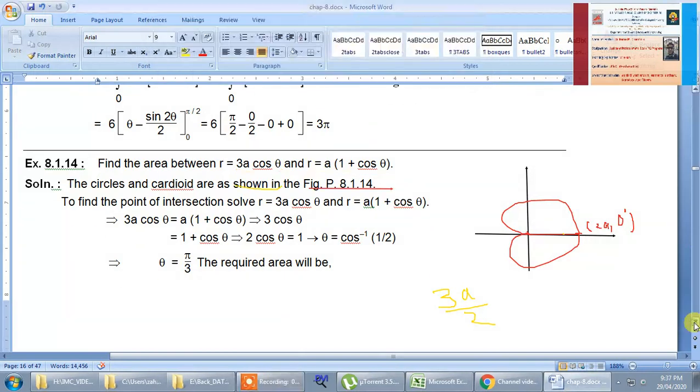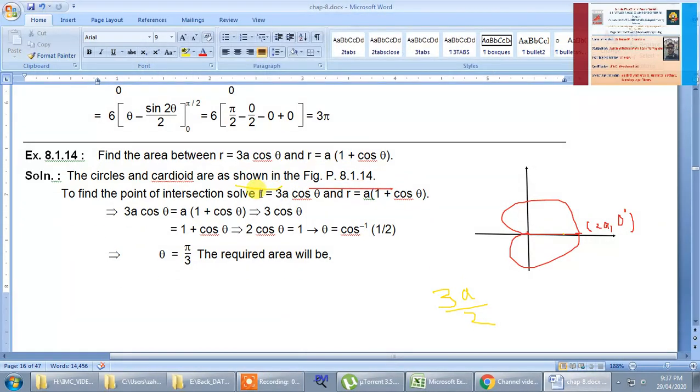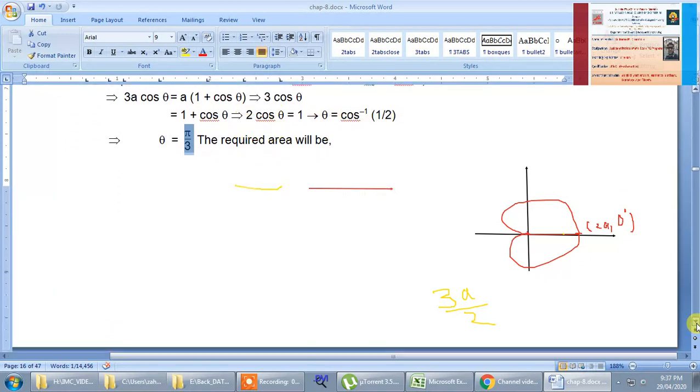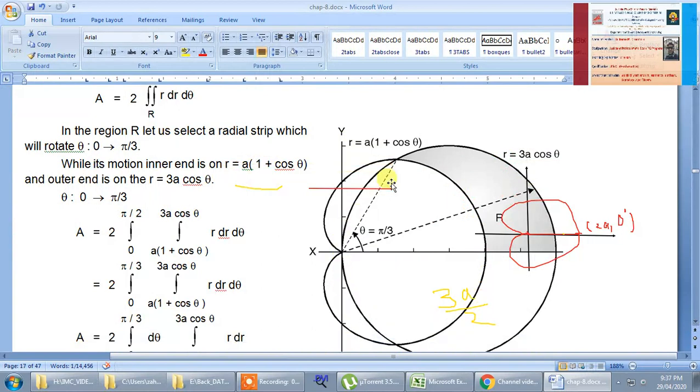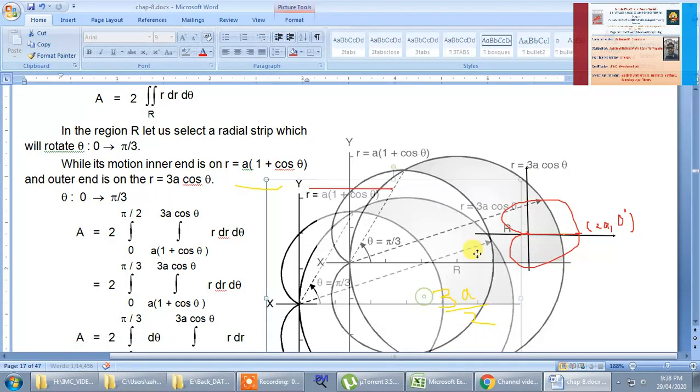So you will have a point of intersection. If you solve these two equations, r = 3a cos theta and r = a(1 + cos theta), a will get cancelled and you will get 1 + cos theta = cos theta. Hmm, more carefully, cos theta taken on one side gives 2 cos theta = 1, so theta is cos inverse of 1 by 2, which is 60 degrees, that is pi by 3. So we have the bigger circle like this.